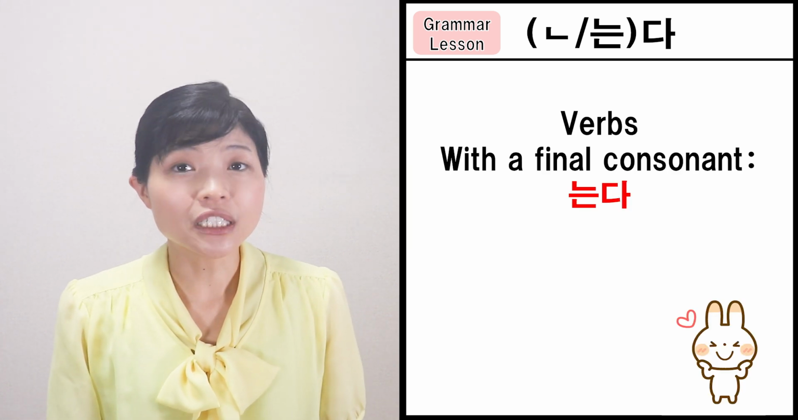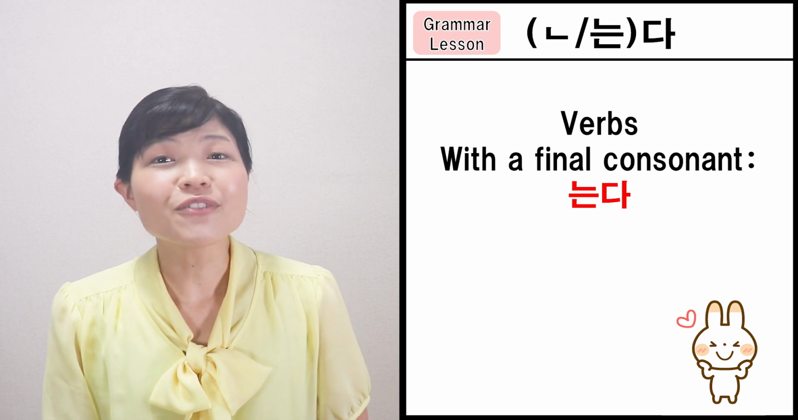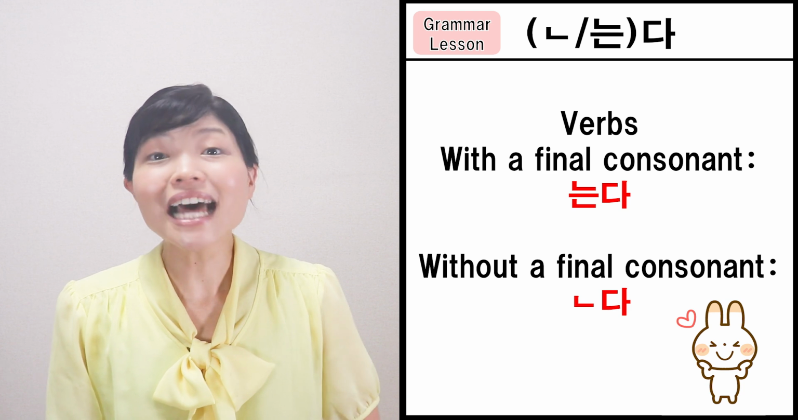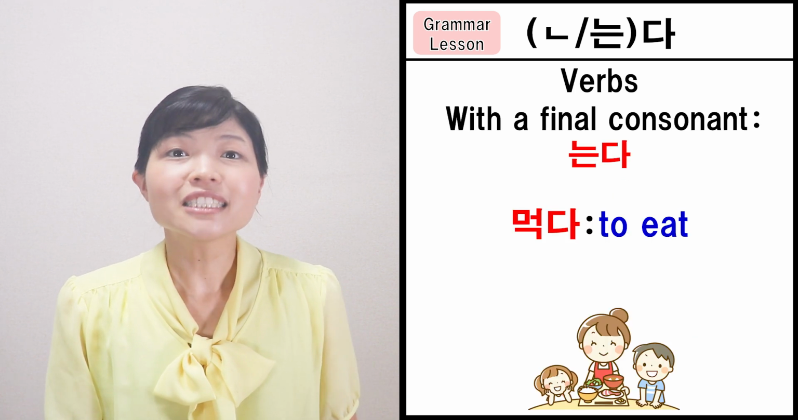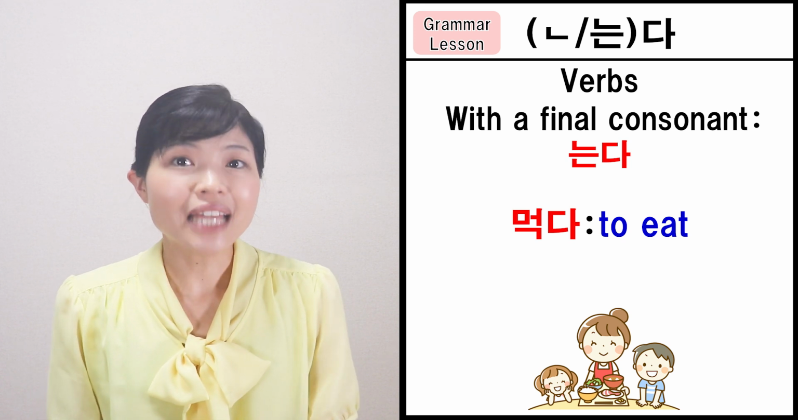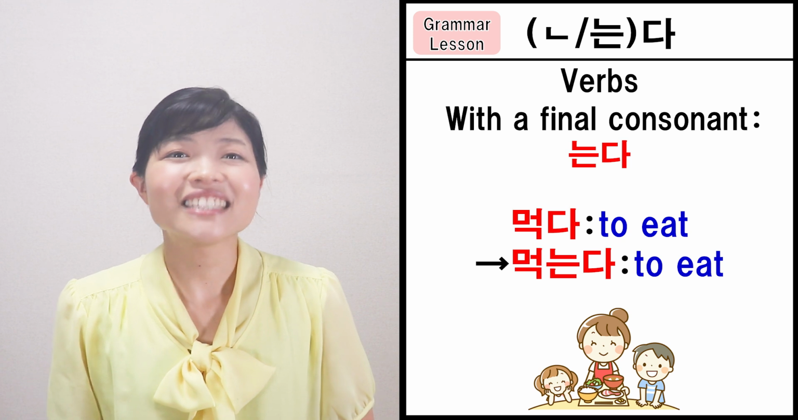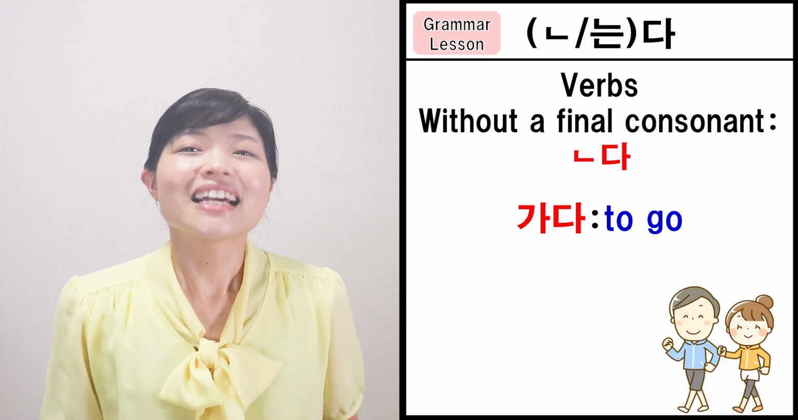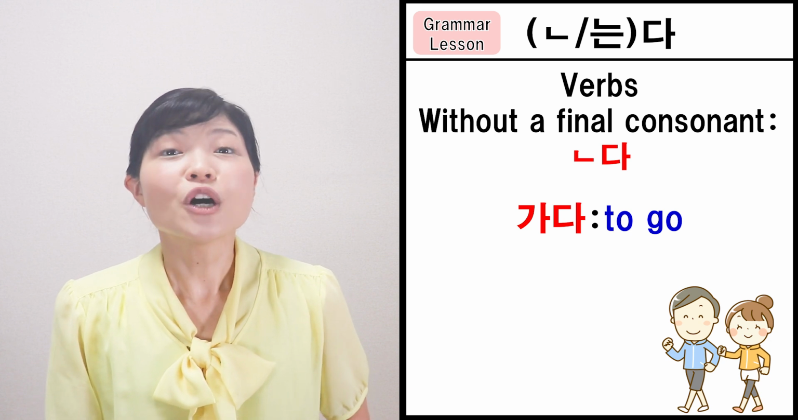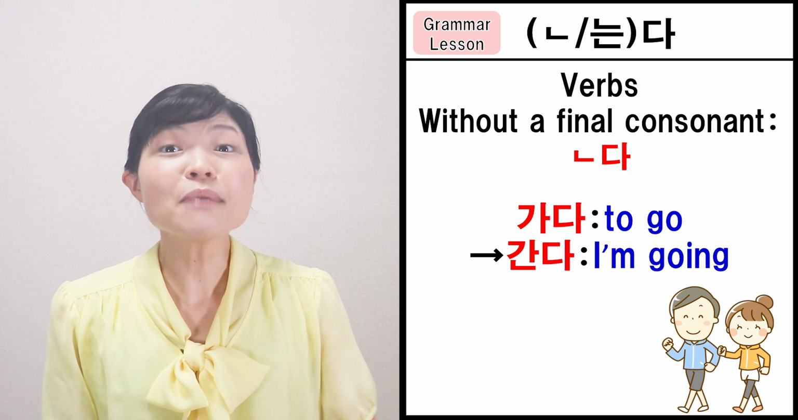In the case of verbs, you will attach 는다 when the verb stem has a final consonant and 니은다 when the verb stem does not have a final consonant. Since 먹다, to eat, has a final consonant, you attach 는다 to the stem to make 먹는다, to eat. On the other hand, 가다, to go, does not have a final consonant. So you will attach 니은다 to say 간다, I'm going.